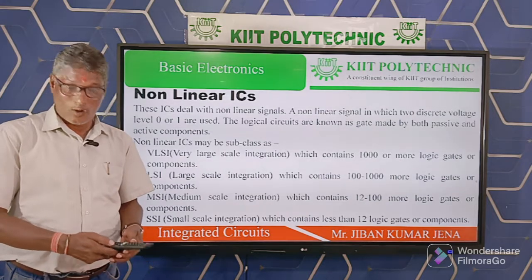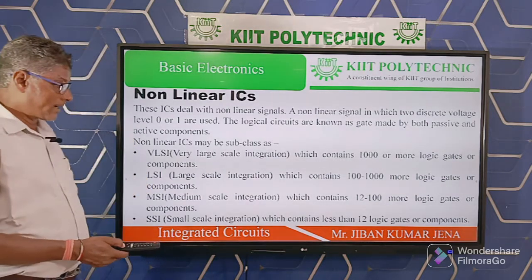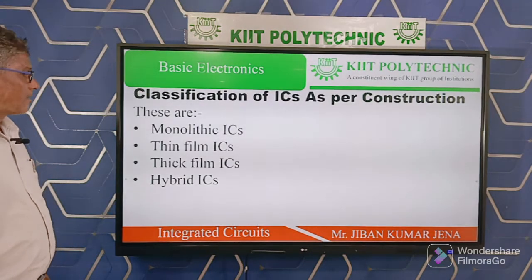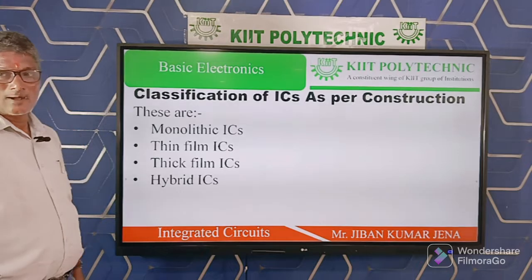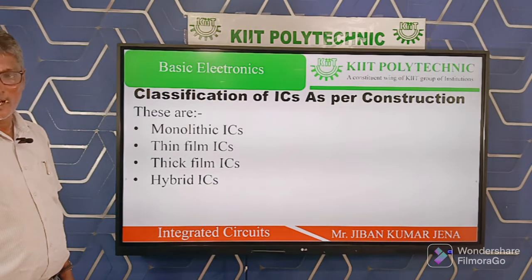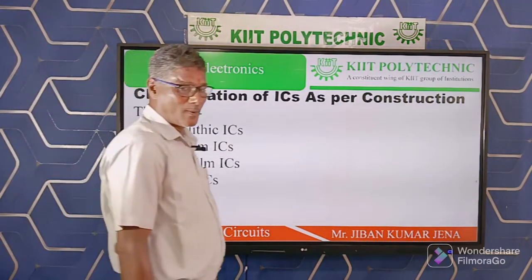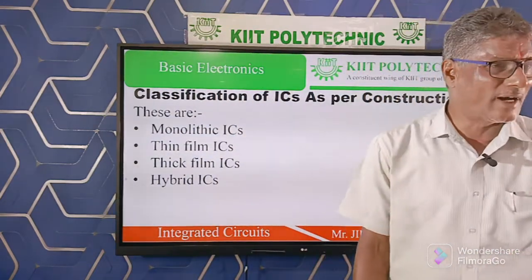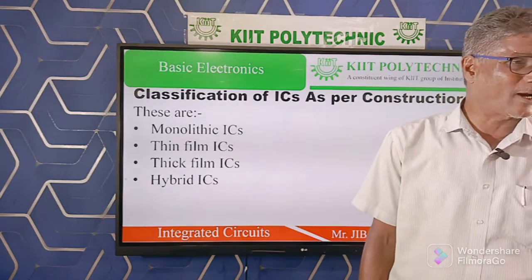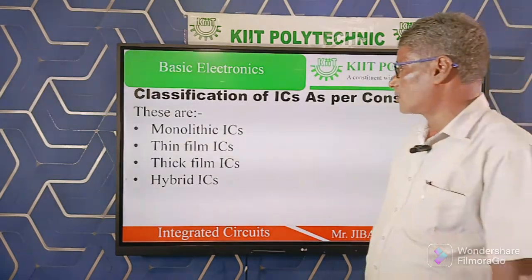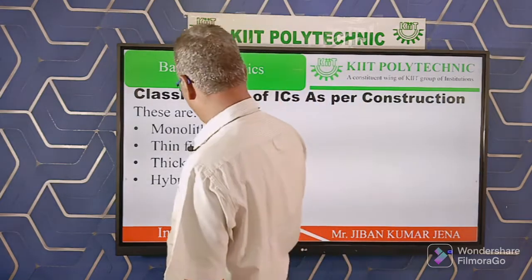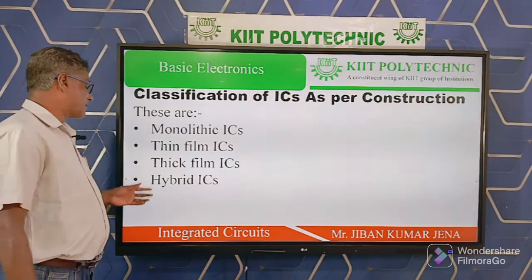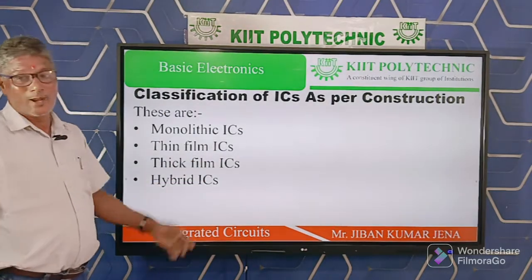Next, my next slide is my last slide. You may understand that this is also a classification of ICs. It is according to the construction, how it can be designed, fabricated, and manufactured. There are four types: monolithic IC, thin film type IC, thick film type IC, and hybrid IC.